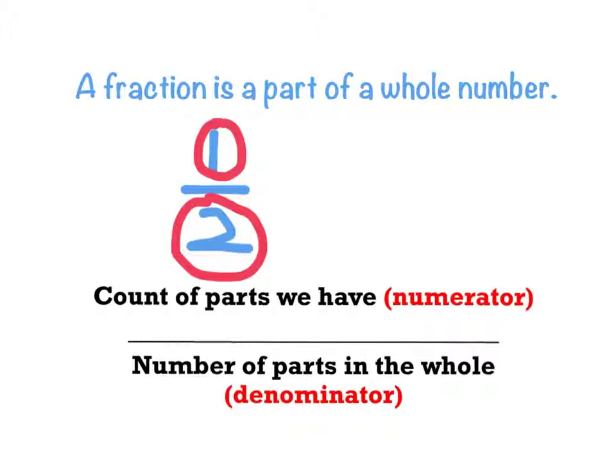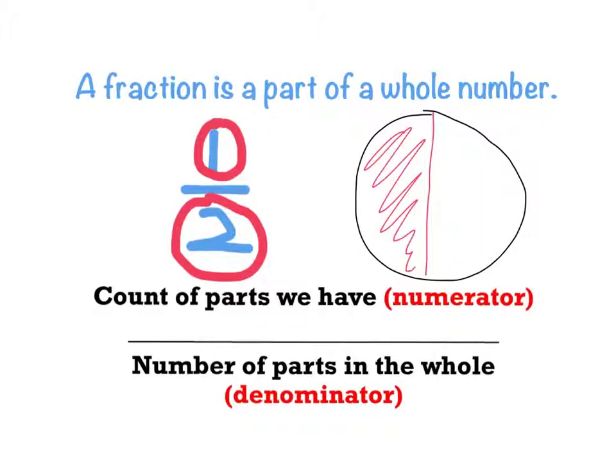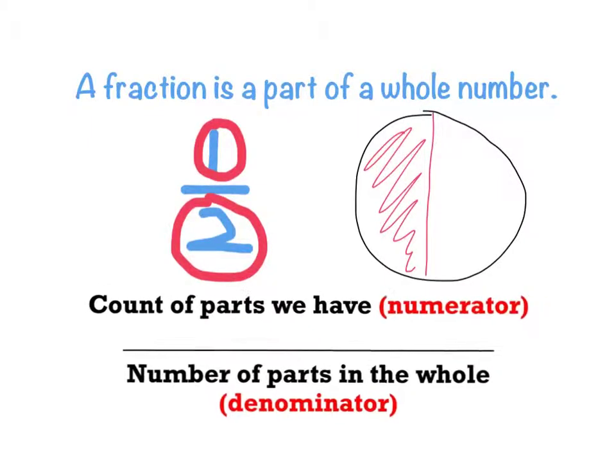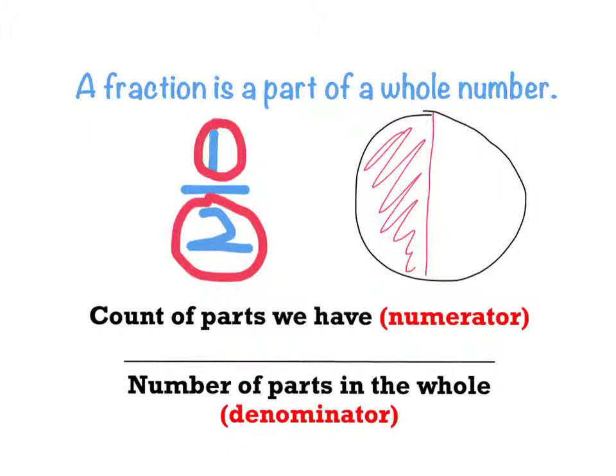Now, what am I actually talking about visually? If we draw a circle, and I shade in a half, everyone recognises that as a half. We know it's a fraction, we know it's part of a whole number. But if we look at this definition down here, it says the numerator is the count of the number of parts we have. So the number of parts we've shaded here is 1. And how many parts make the whole circle? 1 and 2. So a fraction is part of a whole number. The numerator is the count of the number of parts we have. The denominator is how many parts are in the whole.